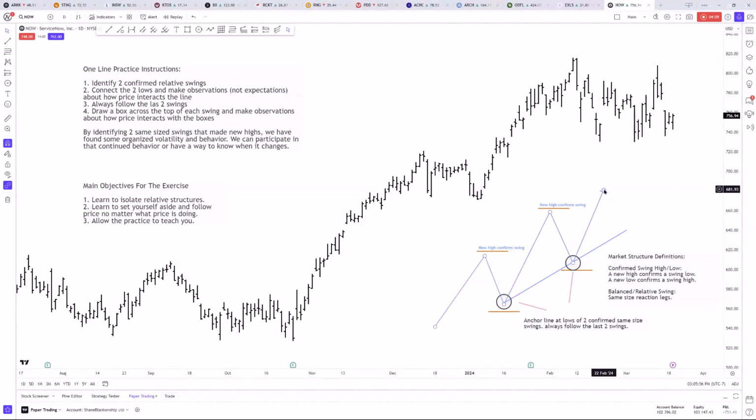Now, what happens if the market comes up here and makes another? Here, let's set up another one here. Makes another swing that's the same size, about the same size, right? Give or take 15% either side. We'll do some practice here in a minute. And then makes a new high. Well, then what you do is you always follow the last two. So this goes from here to now here. Okay, so you're always following the last two. The market is dictating to you.